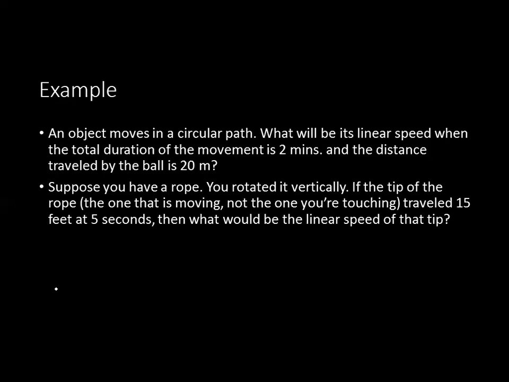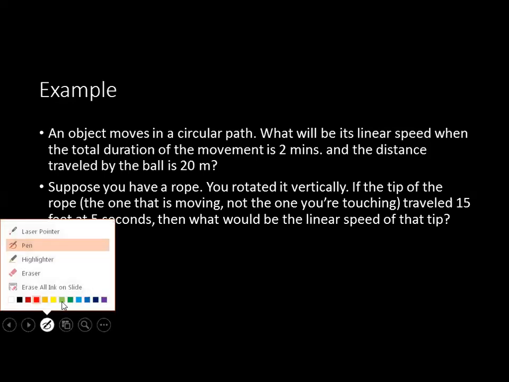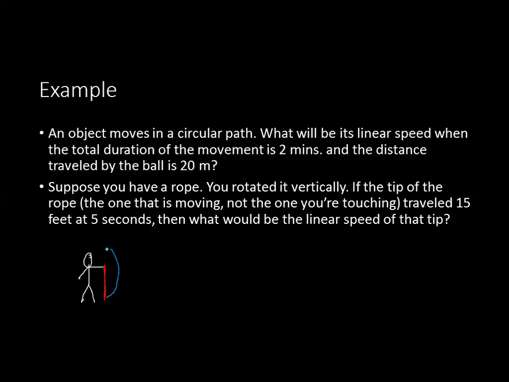Suppose you have a rope. You rotated it vertically. If the tip of the rope, the one that is moving, not the one you're touching, traveled 15 feet at 5 seconds, then what would be the linear speed of that tip? To visualize it, imagine that this is you and you're going to rotate the rope. Let's just say the rope is just hanging like this and you're going to rotate it vertically. So that would be like this.